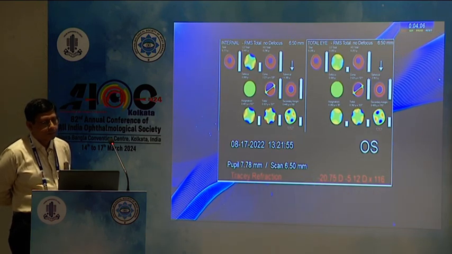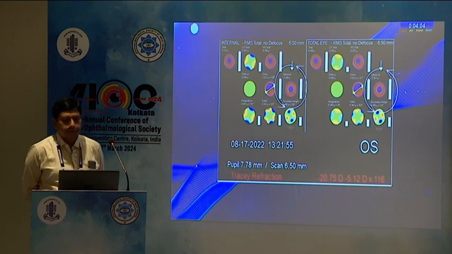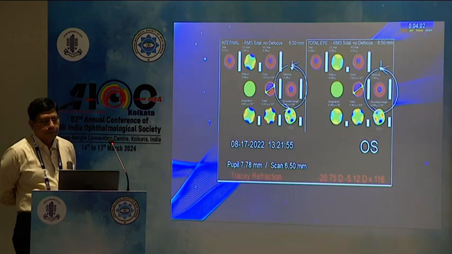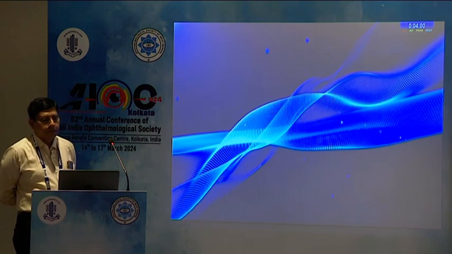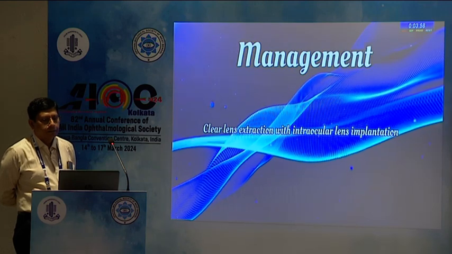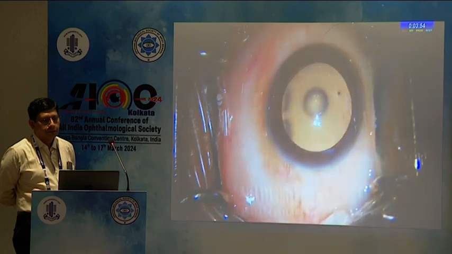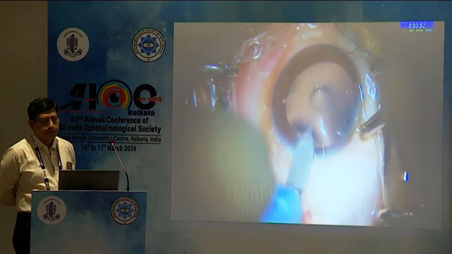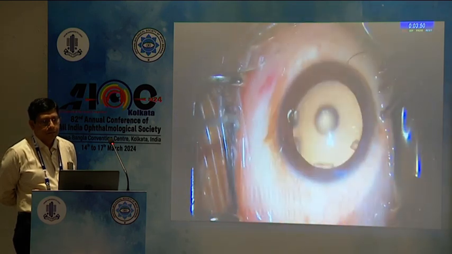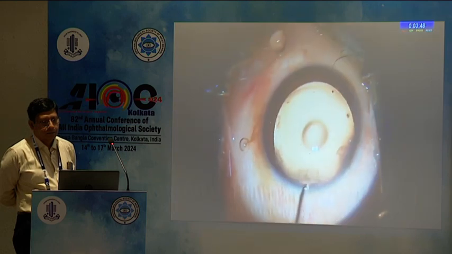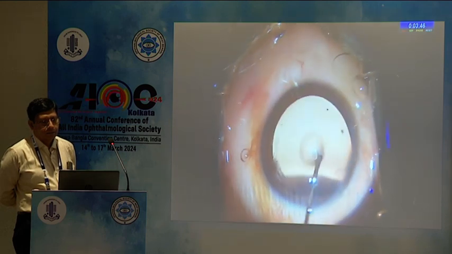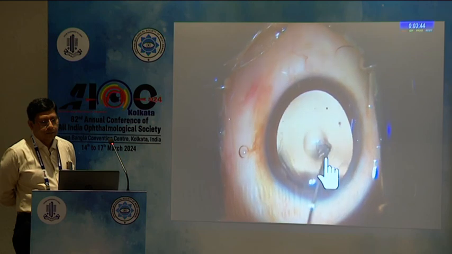which is also associated with a high amount of negative spherical aberrations, which is seen as a bull's eye pattern on the eye trace. Management is clear lens extraction with intraocular lens implantation. Now let us see a video where the surgeon has planned for a clear lens extraction in a case of anterior lenticonus. The surgery is performed through a temporal clear corneal incision.